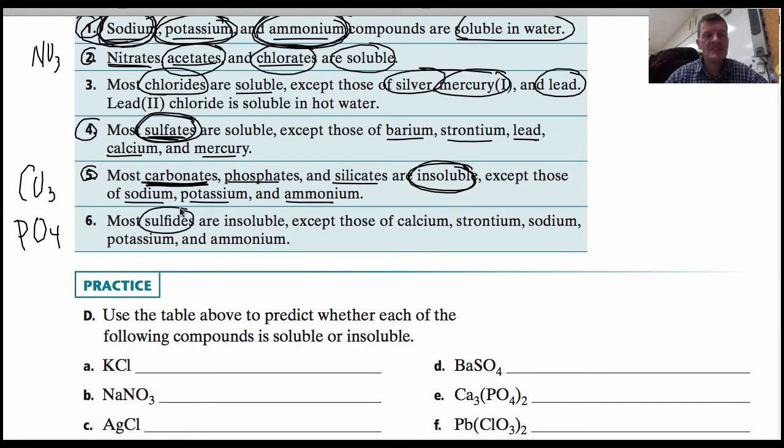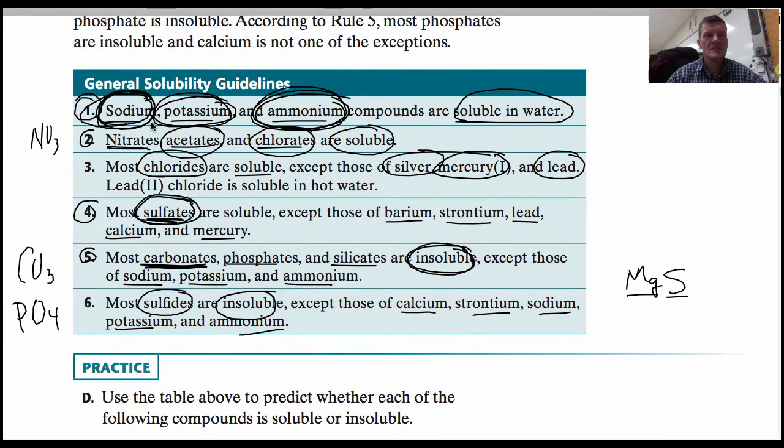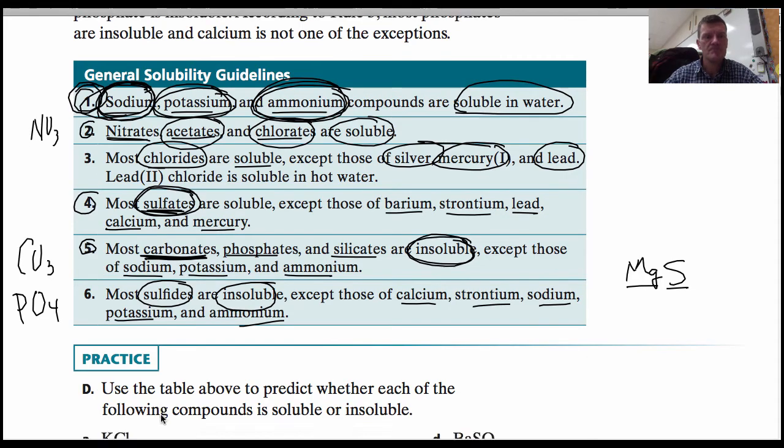And then anything that ends in sulfide, that's S. Magnesium sulfide, for example, is insoluble, except calcium, strontium, sodium, potassium, and ammonium, because that's referring back up to rule 1. So again, that's just an overview. You don't need to memorize it because you can just refer to it. If you want to know if something is soluble, just refer to this table and see if it has any of those particular elements or polyatomic ions in it, and then you'll know. Okay?